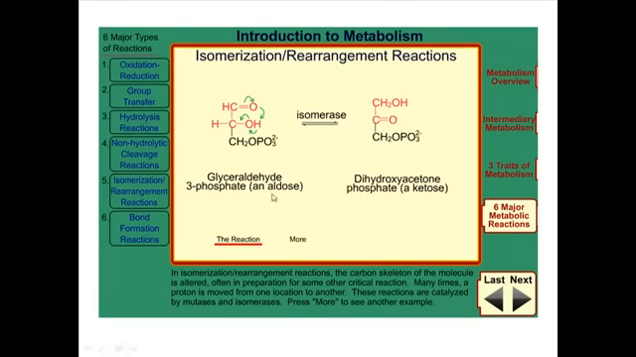So we are converting an aldose to a ketose with the help of an isomerase. So it's a molecular rearrangement. It doesn't involve any other deletion or addition. So it's only a simple rearrangement.